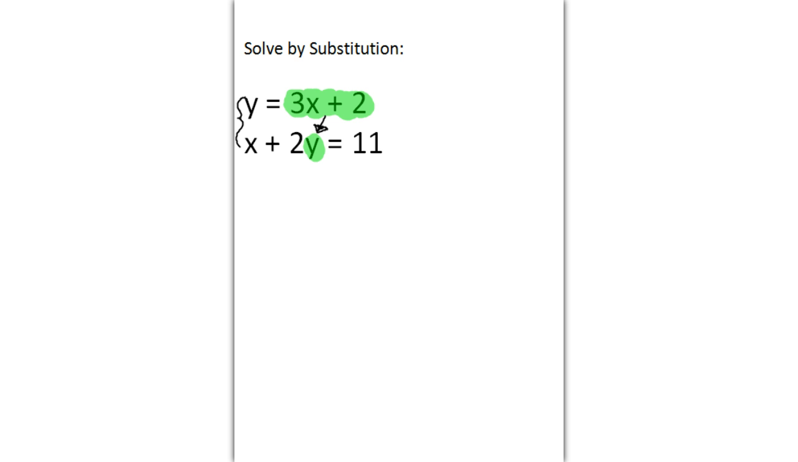So we're going to take that green part, plug it into the y in the second equation, and write out that second equation, x plus 2y equals 11, but instead of y we're going to replace it with something else. We're going to replace it with that green expression up there, that 3x plus 2. So that 3x plus 2 is replaced for y.